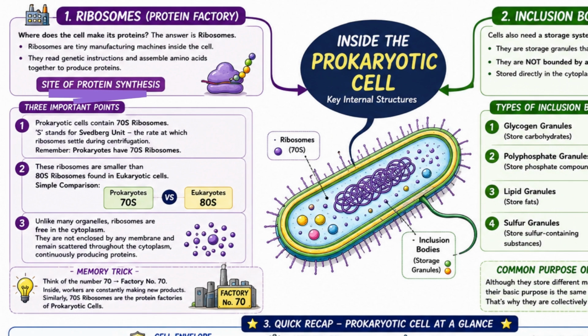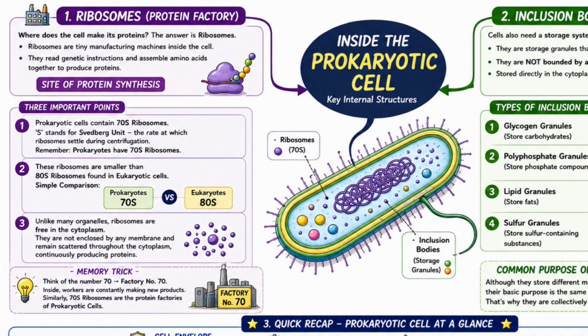Now look carefully at the diagram. You'll notice 3 important points. First, prokaryotic cells contain 70 S ribosomes. The letter S stands for Swedberg unit, which represents the rate at which ribosomes settle during centrifugation. For now, you only need to remember one thing. Prokaryotes have 70 S ribosomes.